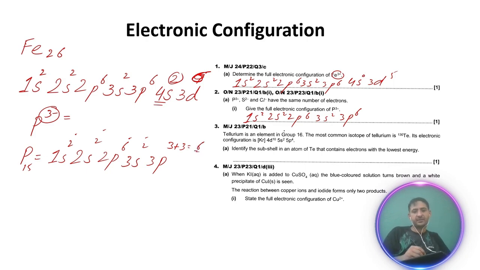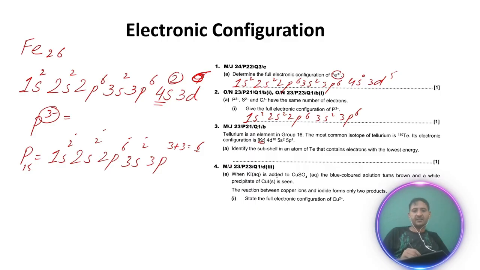Tellurium is an element in group 16. The most common isotope of tellurium has nucleon number 130. Its electronic configuration. Okay, what does krypton mean? It is a noble gas. If you check the electronic configuration of krypton, from the beginning 1s2, 2s2, 2p6, 3s2, whatever. The electronic configuration of tellurium up to krypton is completed. Now he is writing only the valence shell, the outermost electronic configuration, like 4d10, 5s2.